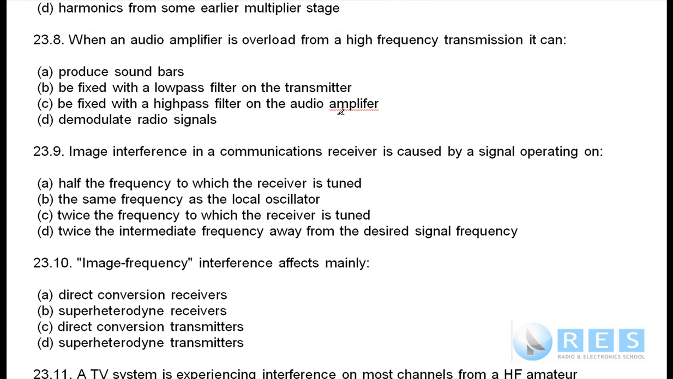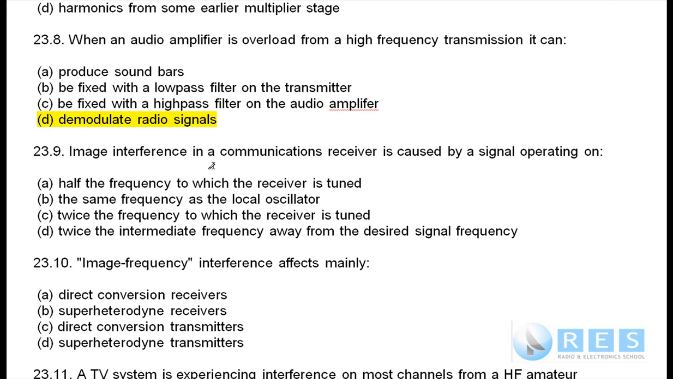Question 23.8. When an audio amplifier is overloaded from a high frequency transmission, it becomes nonlinear, and because it's nonlinear, it becomes a demodulator. So an overloaded audio amplifier can demodulate radio signals. That explains why devices such as clock radios, which aren't supposed to pick up radio signals, do if they're overloaded, because the audio amplifier in them becomes overloaded, and the overloaded audio amplifier then becomes a demodulator.